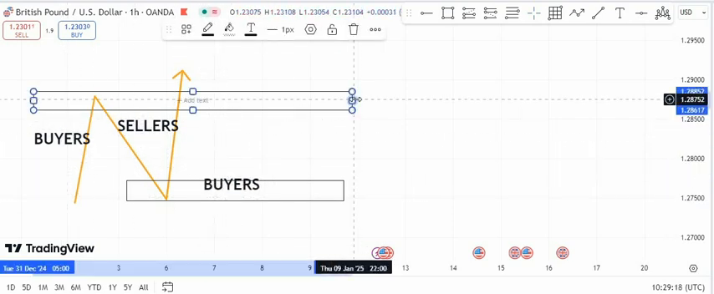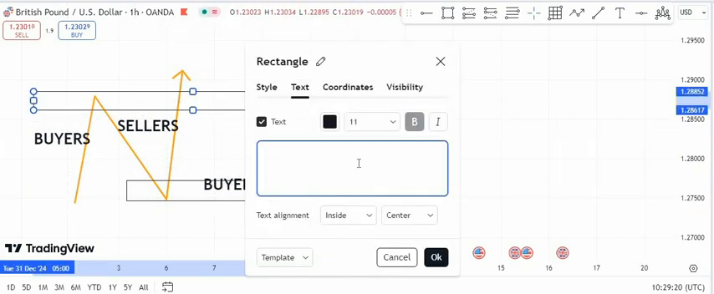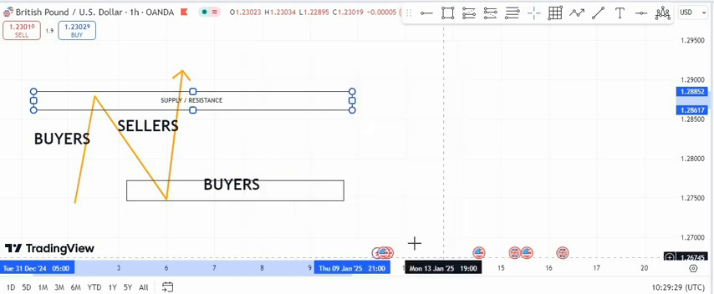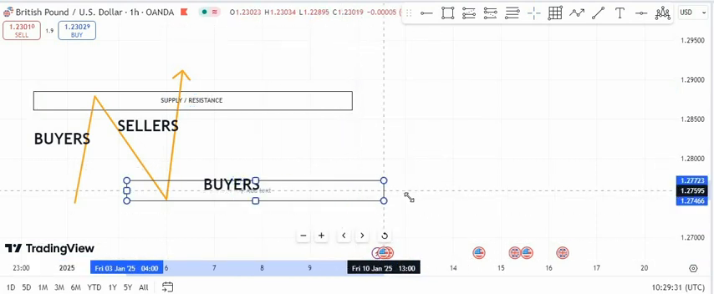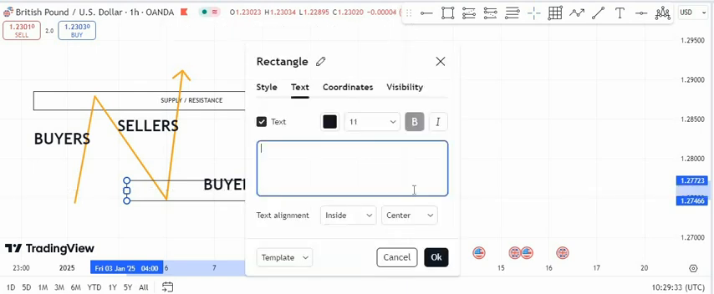Right. So what is right here is called the what? It's called the supply level, which we also call resistance. Hope you are getting me. And what is right here is what we call the demand level, which we also call the what? Support.